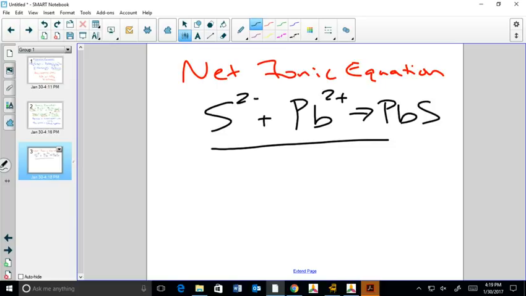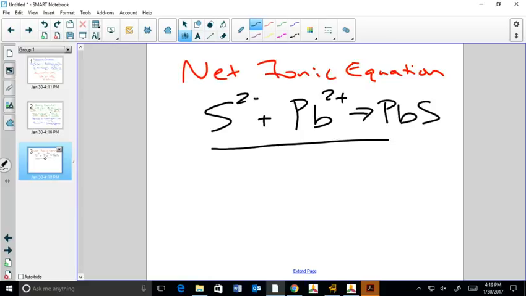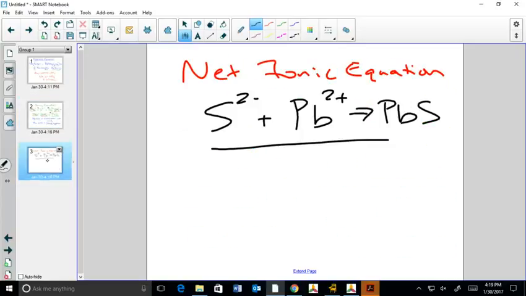It's like the Cliff Notes. My molecular equation gives me the whole story. It tells me everything that's happening in this reaction. Whereas my net ionic equation is just simply the Cliff Notes. So it just tells me the important pieces that are producing that precipitate. Theoretically, you would not necessarily have to do an ionic equation to produce a net ionic equation.